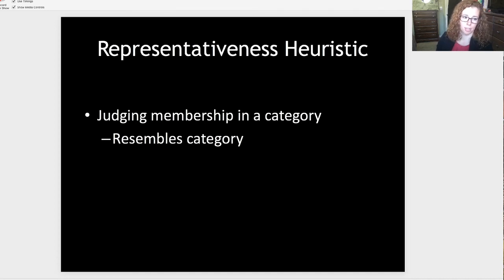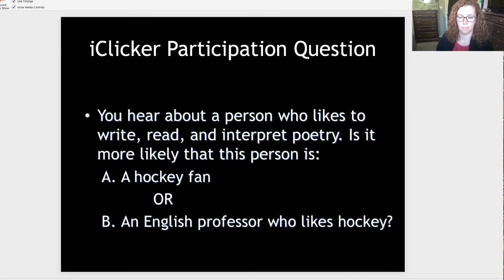Along with the representativeness heuristic, there's a couple of other fallacies that can trip us up mentally. So here's another clicker question. Most people will, of course, choose B, an English professor who likes hockey. But, as I said before, the correct answer is A.